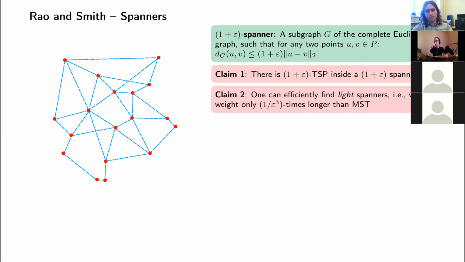So the second idea of Rao and Smith actually claims that you can create something that is called a light spanner. What is a light spanner? A light spanner is a spanner such that the total weight of all these edges, if you sum it up, will be some function of epsilon, some polynomial in 1 over epsilon, times longer than what you would get if you computed the minimum spanning tree. Okay, that's useful because the minimum spanning tree is a constant approximation of TSP.